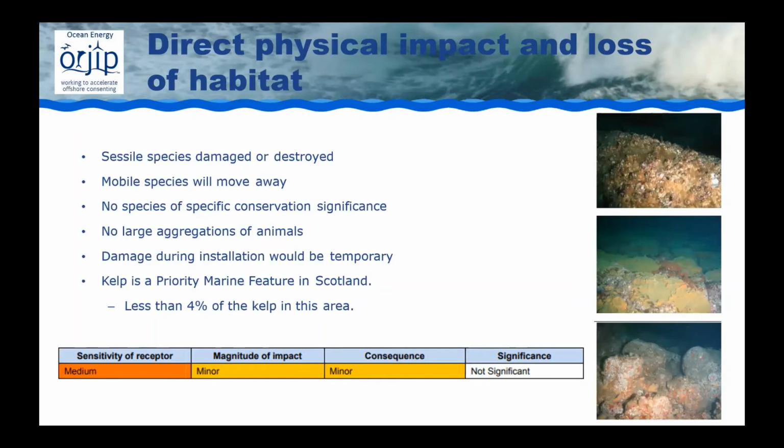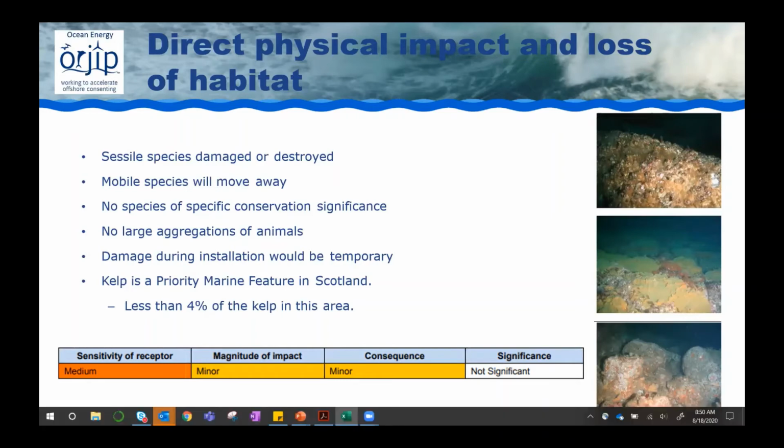A key consideration for these areas was that there was quite a lot of kelp habitat in both of these sites. Kelp is a priority marine feature for Scotland, which means that while it's not legally a designated site as part of the Natura 2000 network, the list of priority marine features has been devised by the Joint Nature Conservation Committee and Scottish Natural Heritage. And these habitats and species do require additional consideration if there is predicted to be damage, disturbance, or removal of those habitats or species. And so this was a key consideration in the assessment of this impact.